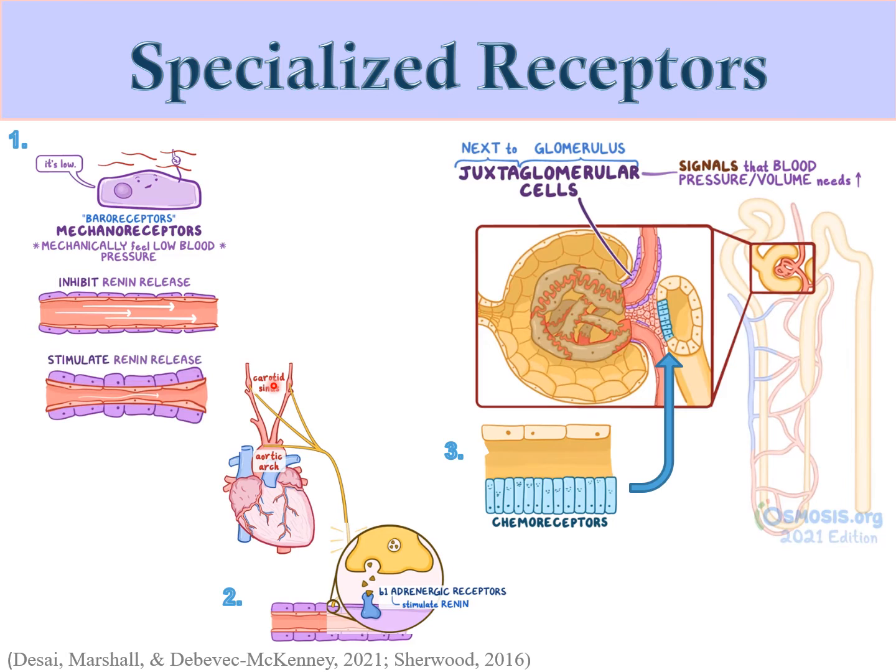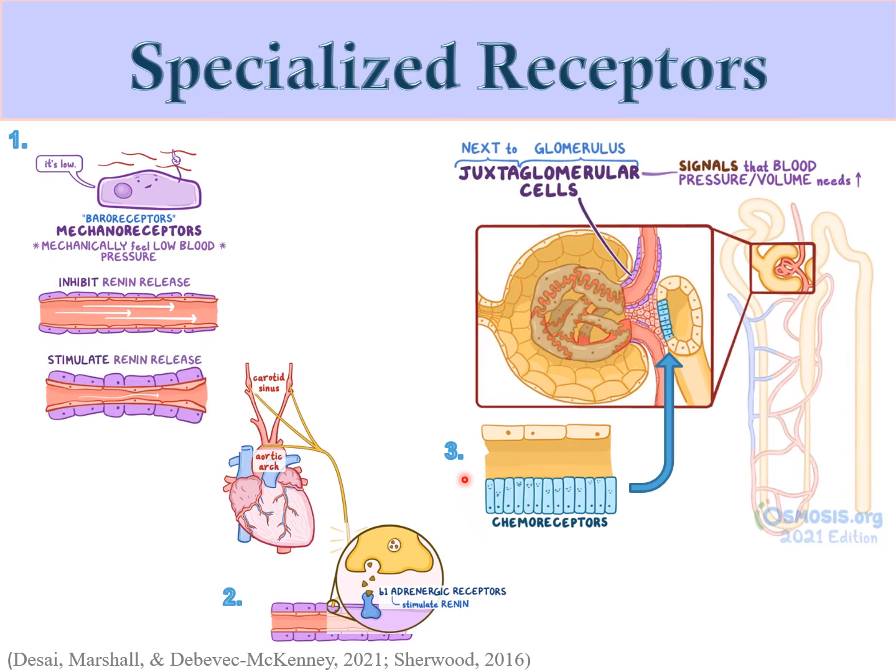However, if they collapse secondary to low blood pressure, then the sympathetic nervous system is activated. Specifically, the sympathetic nerves stimulate the B1 adrenergic receptors on the juxtaglomerular cells to stimulate the renin.